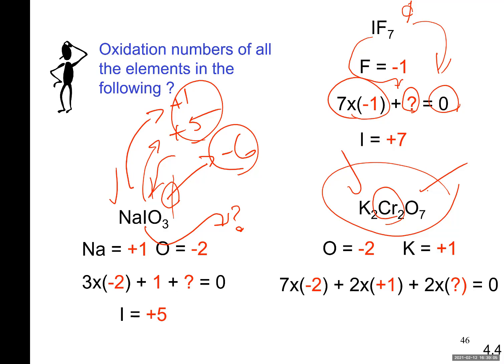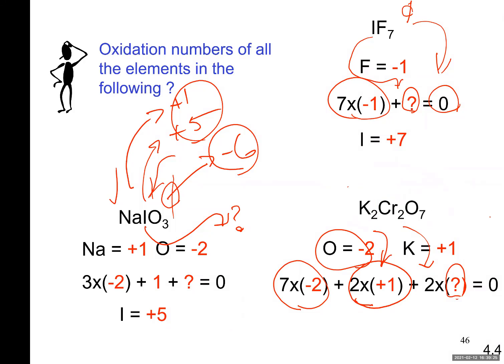So what is the charge of chromium? We have 7 oxygens, 7 times -2, 2 potassiums, 2 times +1, plus 2 atoms of chromium, of which I don't know the oxidation number. But look at the overall compound. There is no charge. There is no number here. The charge is 0, so all these must add up to be 0. Can you solve this equation, which has one unknown, the oxidation number of chromium? You get +6. So that's how you can determine the oxidation number of an atom in a compound.